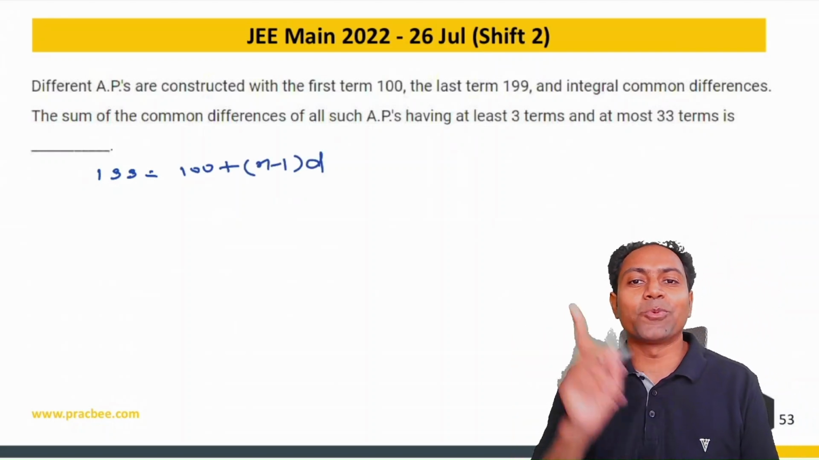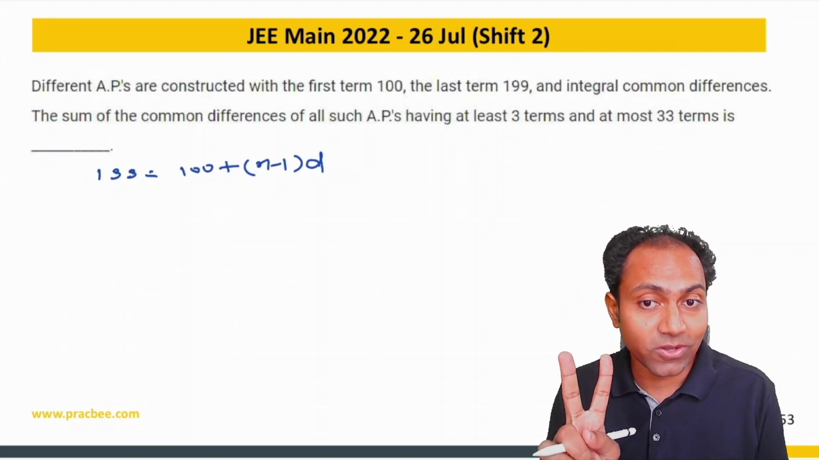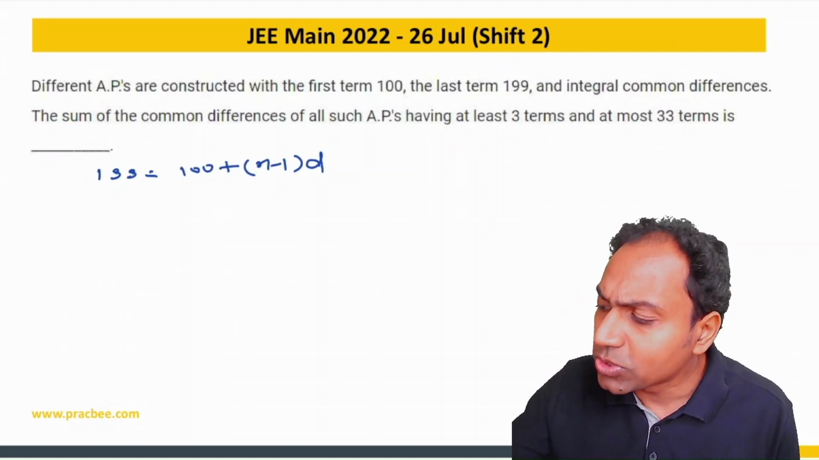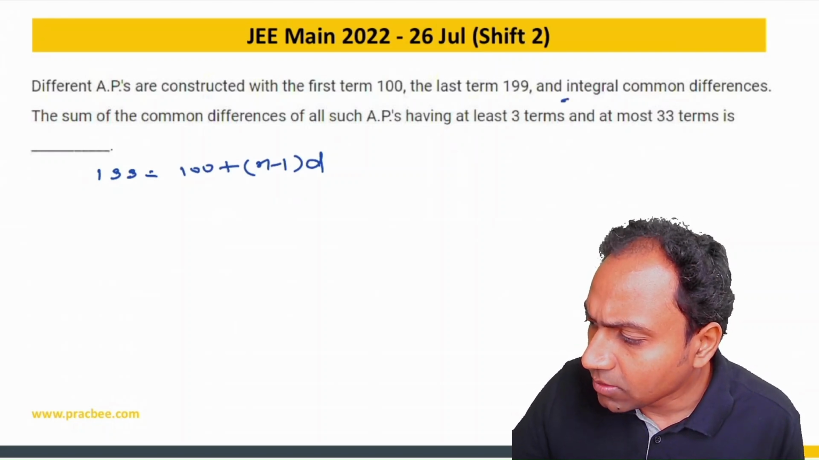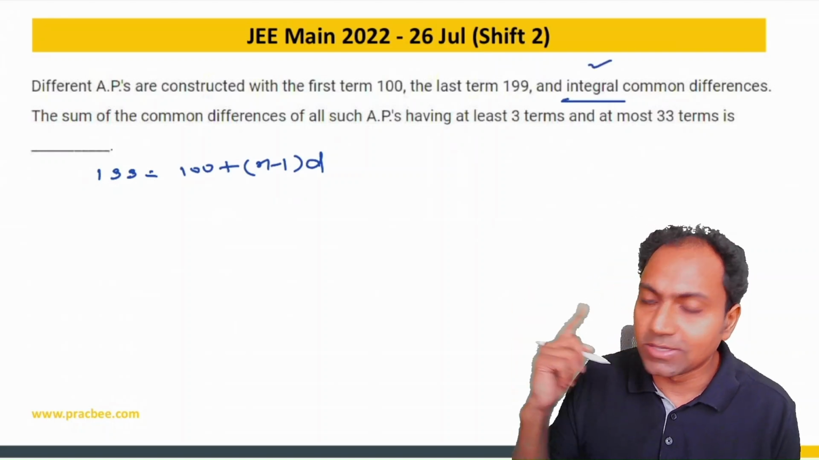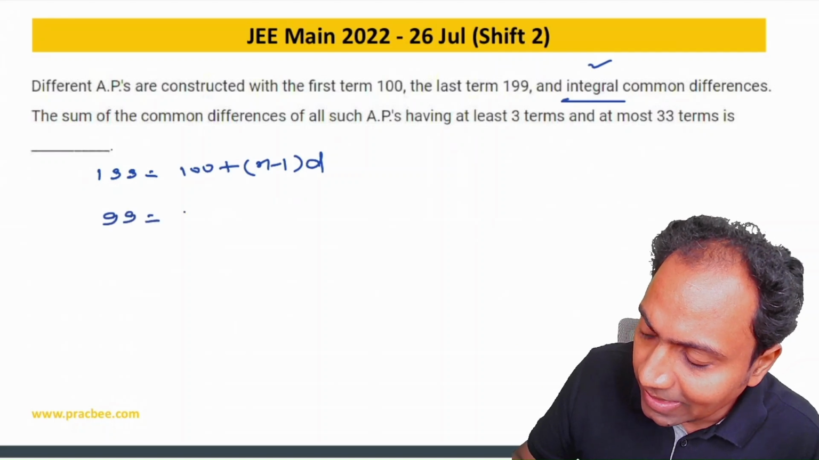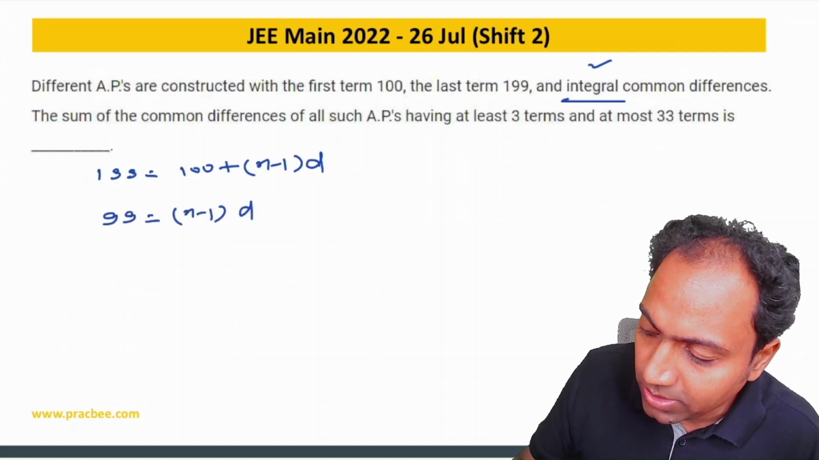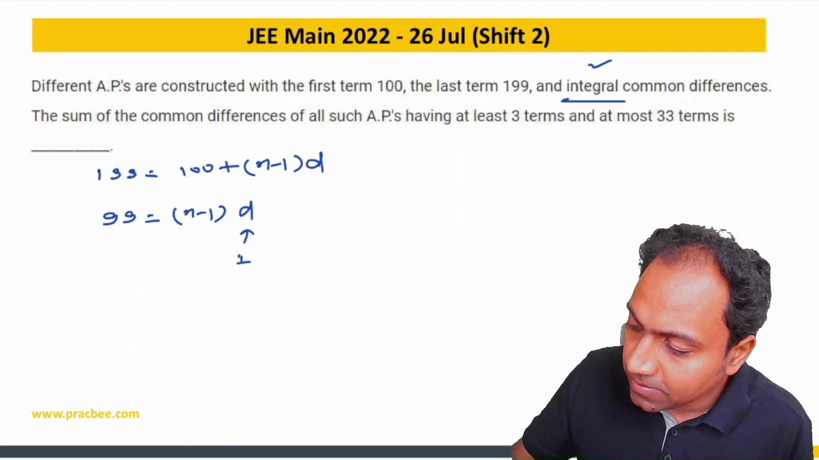Here n and d both are unknown to us. But now they have given two important conditions for us to figure things out. The most important condition is that the common difference is an integer. This is a very important statement, because if I simplify this, it becomes 99 is equal to (n minus 1) into d.